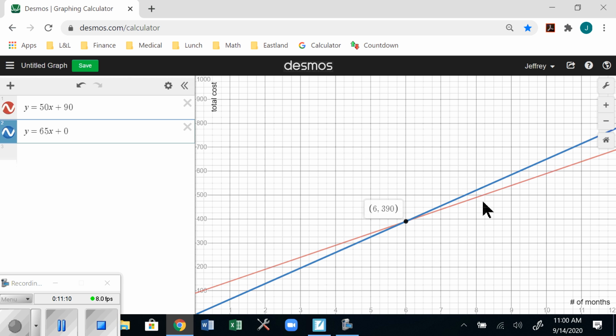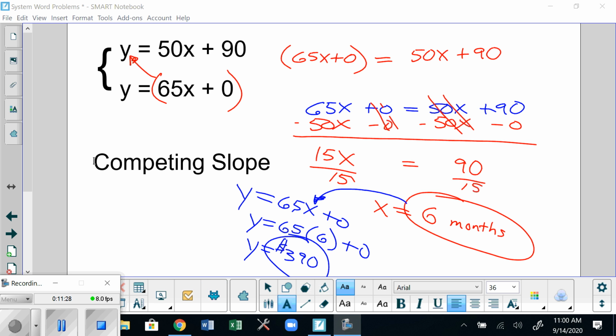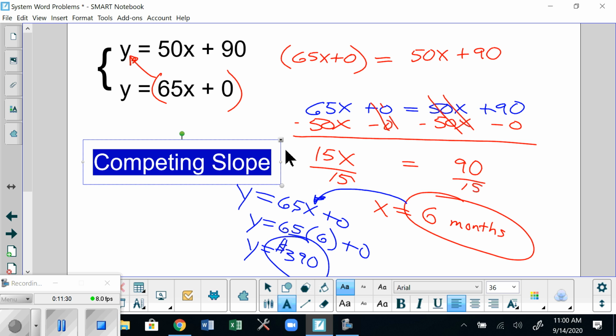Now in the long term, we would know that the red line here, Central Cable, would be cheaper in the long run. If you're only going to have your cable for less than 6 months, Delta Cable would be the better deal. Again, this type of problem is called a competing slope problem. And you are going to see this type of problem on your assignment on questions 3, 4, and 5.